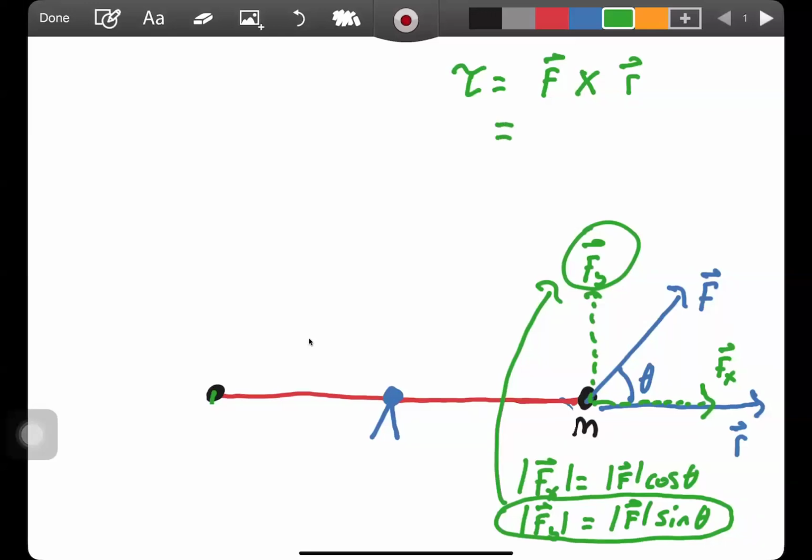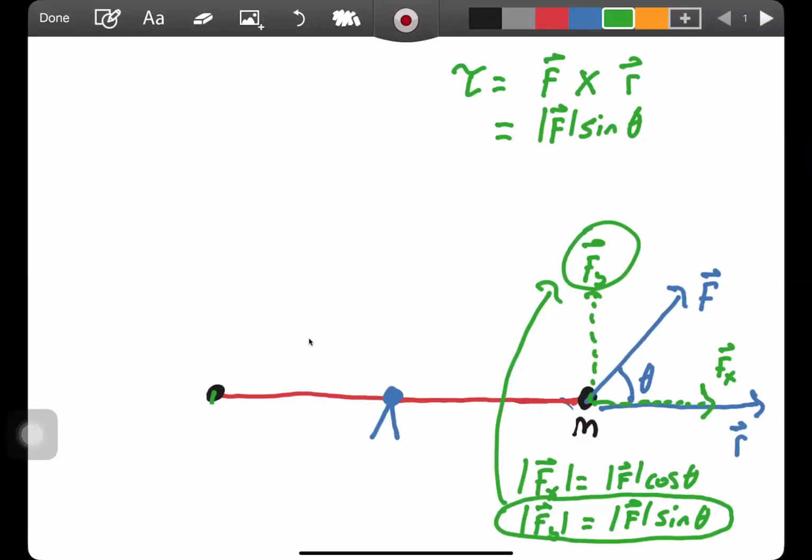And so torque can be written as the magnitude of the overall force times the sine of the angle between the force and the lever arm. And so that's one way of writing torque. I'm going to show you another way in a moment. A couple things real quick.